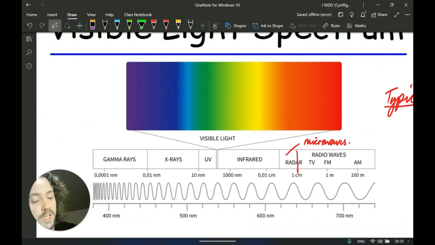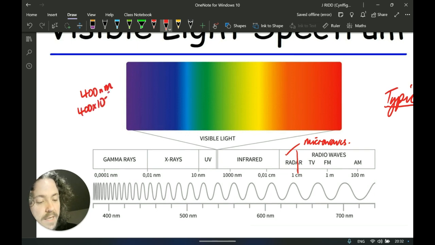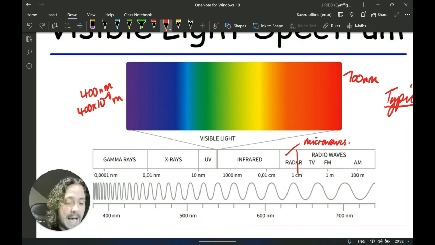So here we have the visible spectrum. As it said in the specification, the shortest part then would be 400 nanometers. And remember, that's 400 times 10 to the minus 9 meters, up to 700 nanometers at the other end. Then you've got the different parts of the spectrum, going from gamma rays, which have a wavelength in the order of 10 to the minus 12, about the width of an atomic nucleus, all the way up to radio waves, which can be anything up to like a kilometer long. All right, and everything in between.